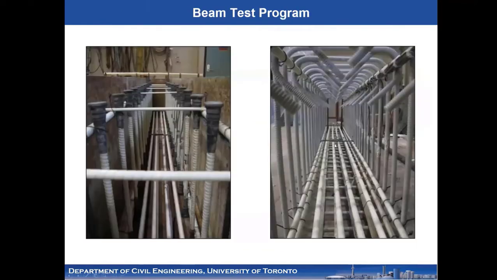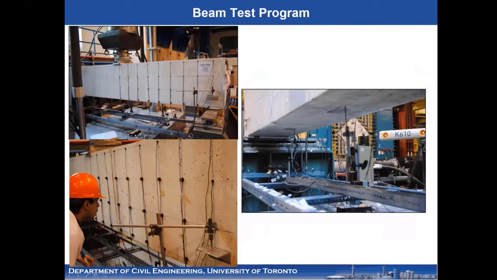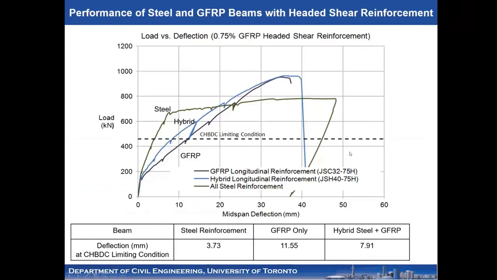And the one on the right is the beam with stirrups. The one on the left is the beam with the headed bars. So we tested the beams, which were 650 millimeter deep. So these are full size girders. And I just want to again show you one graph here.